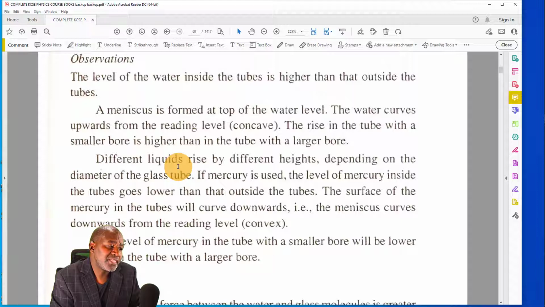Different liquids rise by different heights depending on the diameter of the glass tube. If mercury is used, the level of mercury inside the tube goes lower than that outside the tubes. Be careful about that, because you can be given a situation whereby you're comparing water and mercury. You should be very careful. The surface of the mercury in the tubes will curve downwards. That is, the meniscus curves downwards from the reading level, that is, convex. The level of mercury in the tube with a smaller bore will be lower than that in the tube with a larger bore. These are the observations.